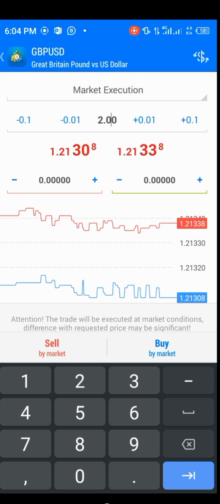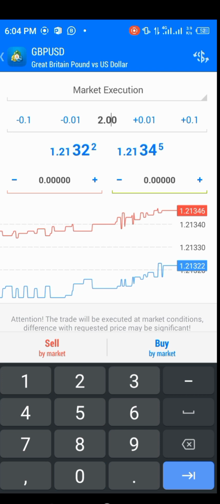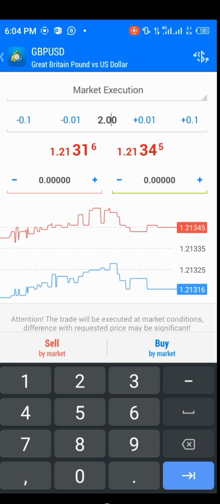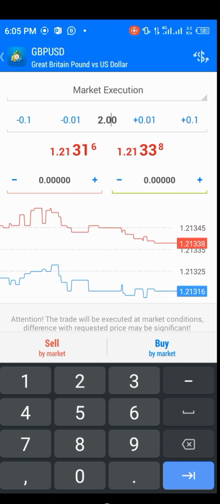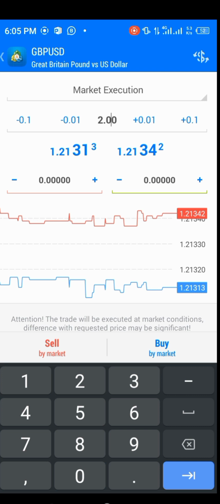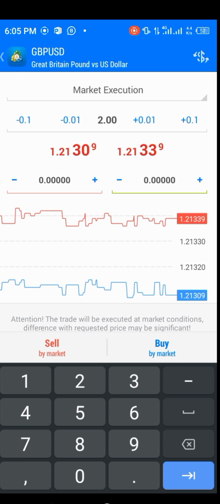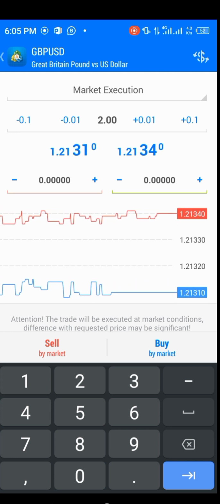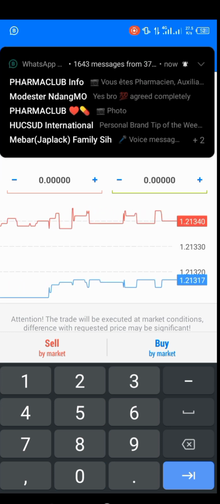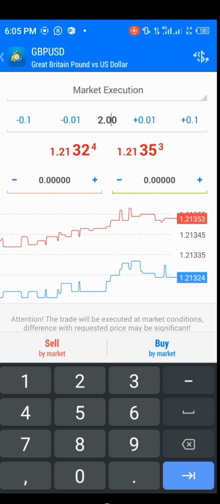So if you place a buy order and the market moves in our direction, it means that if the market moves by a pip, we are making a profit of $20, and if the market moves by a pip against our direction, we are making a loss of $20. If the market moves by 10 pips, we are making a profit of $200 in our direction, and if it is against our direction, we are making a loss of $200. And if the market moves by 100 pips, we are making a profit of $2,000 in our direction, and if it is against our direction, we are making a loss of $2,000. So that is just the analysis.